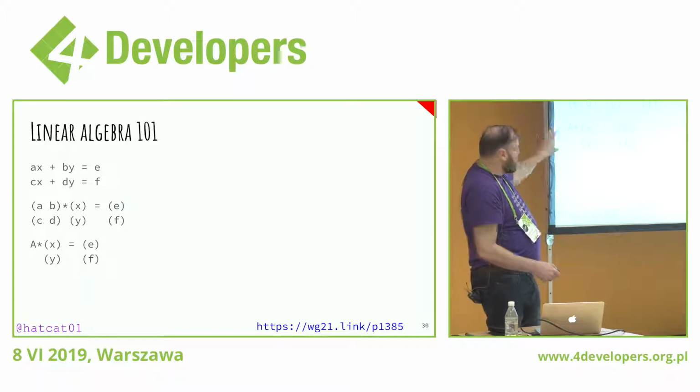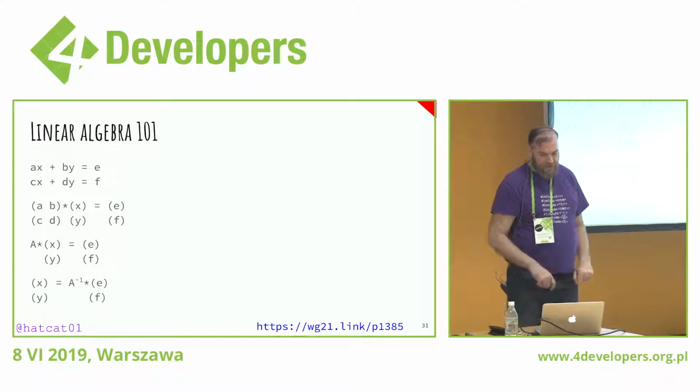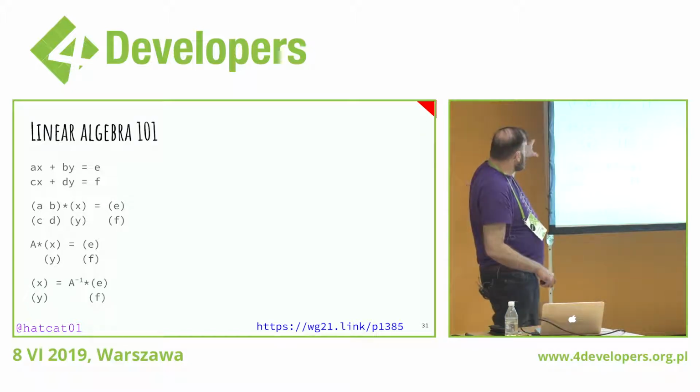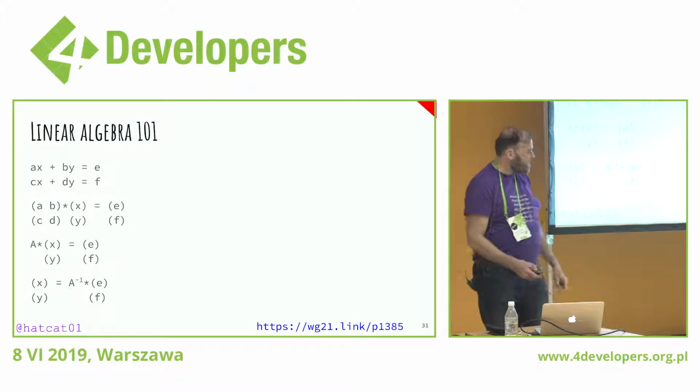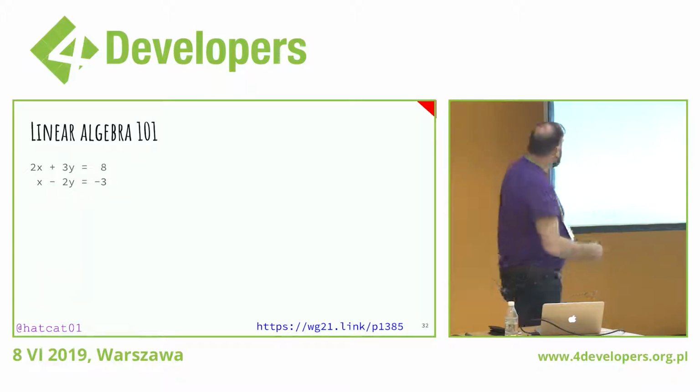A is our matrix. And we can rearrange it like this by multiplying by A inverse. If we multiply this by A inverse, we get the identity matrix. Nothing happens there. A inverse times EF. So let's try an example.